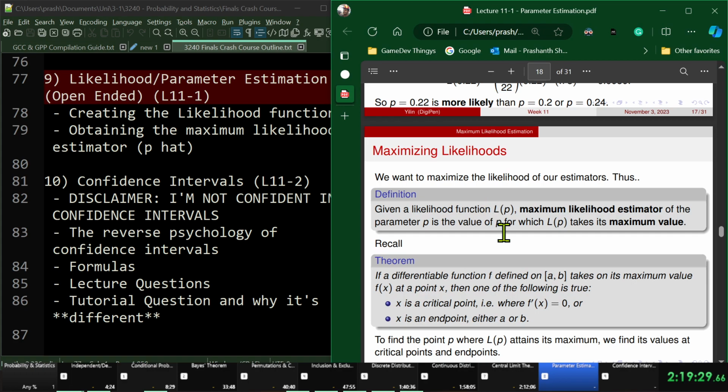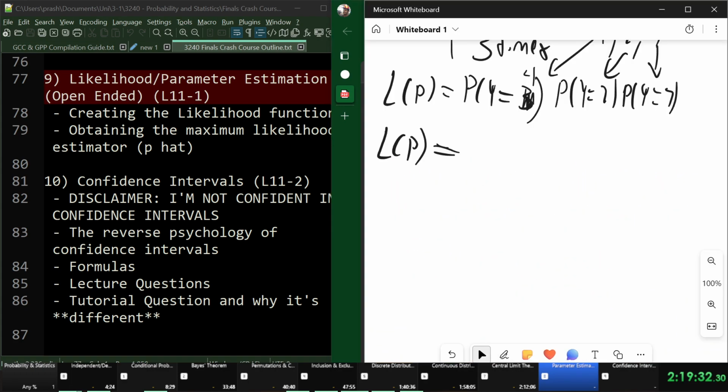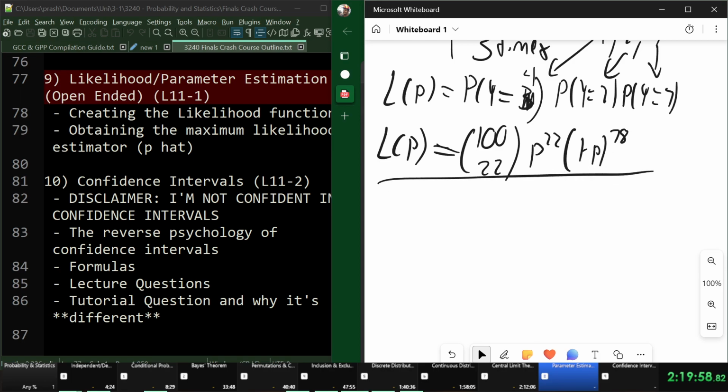So we have this function L of p. In this case we've got 100 choose 22. Okay, that's a very big number. I'm not going to write it. 100 choose 22. We succeeded 22 times and we failed the other 100 minus 22, 78 times. This is our likelihood function. We want to maximize the likelihood, so we need to find the maximum value. And to find the maximum value, we need to differentiate it.